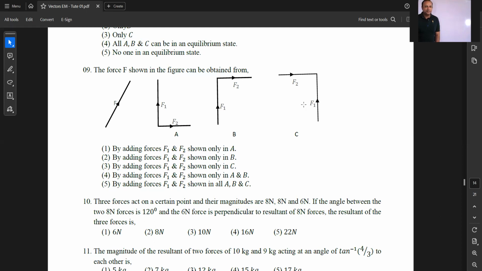Did you get my point? Because according to the characteristic of force, it can be applied anywhere on its line of action. So we can apply this force anywhere on its line of action. Okay? So that characteristic can be used to add two forces.